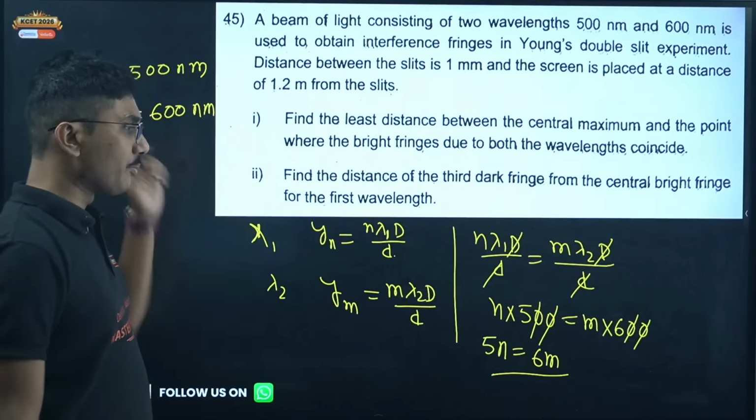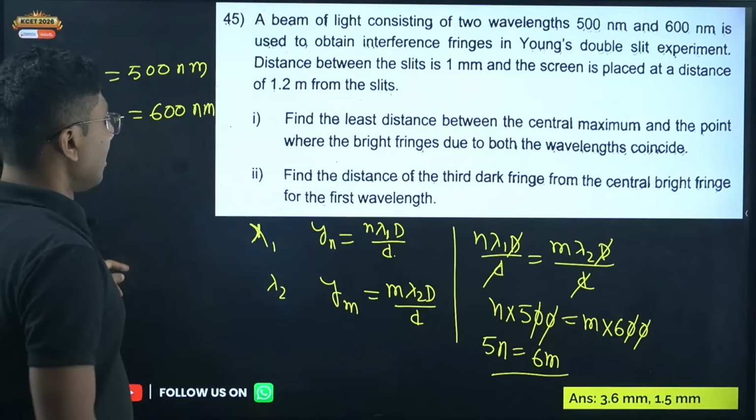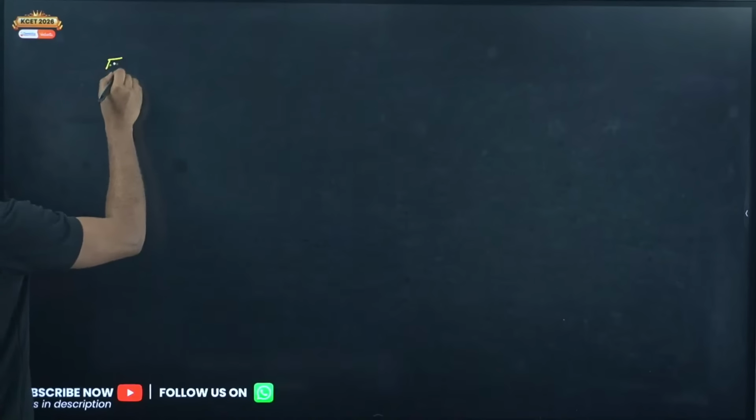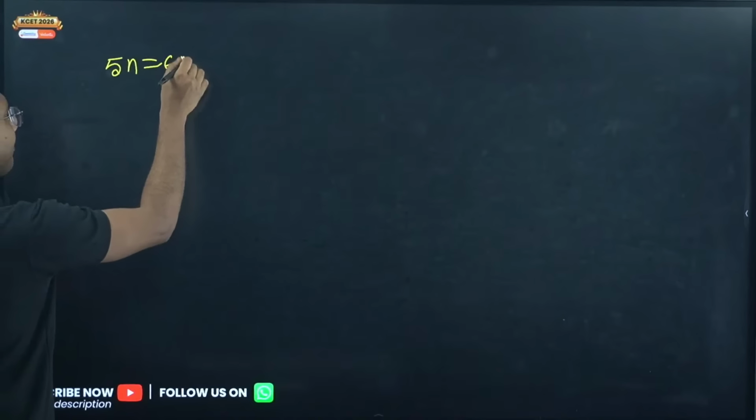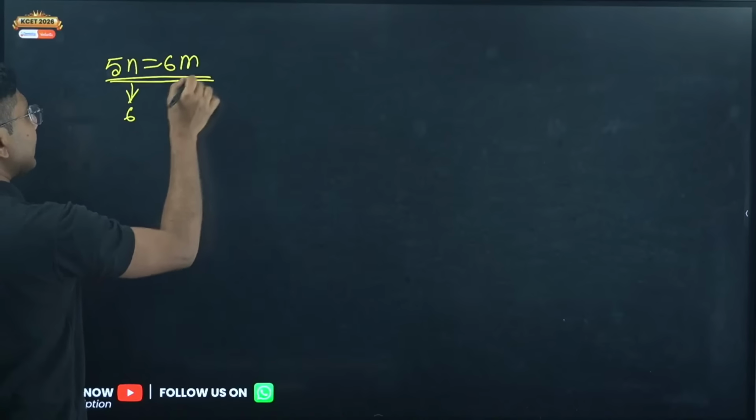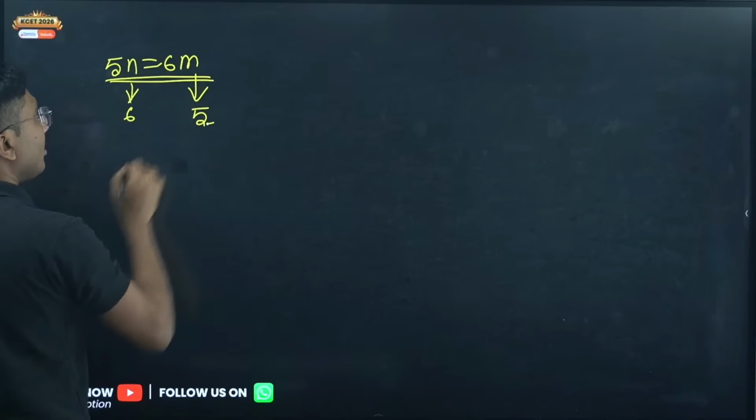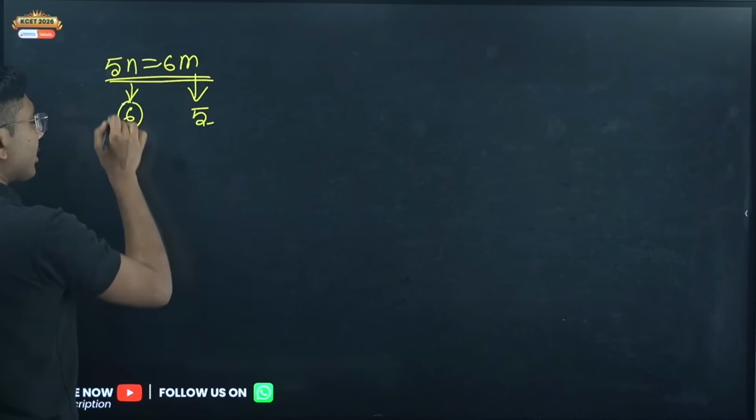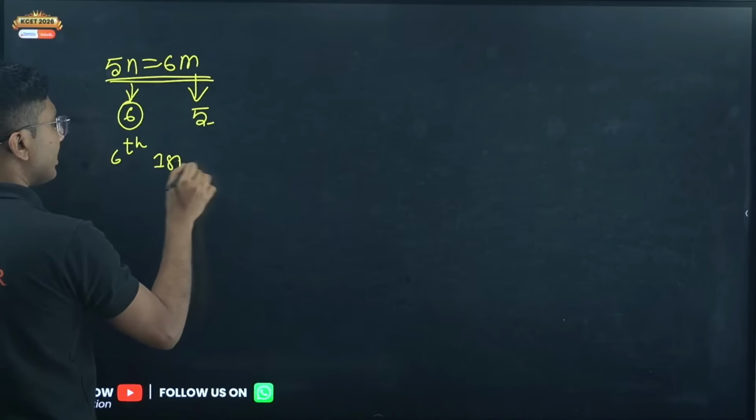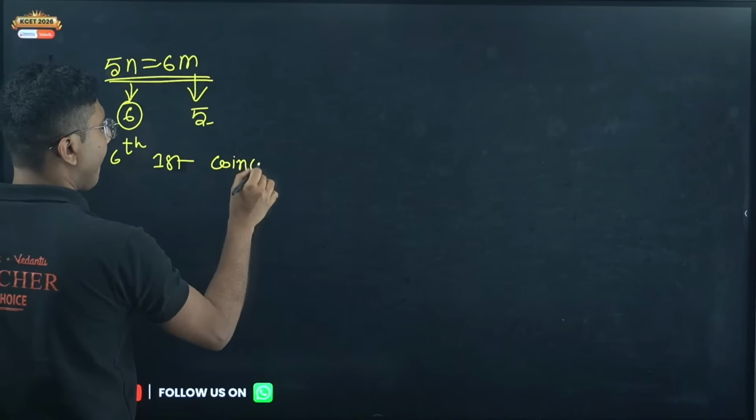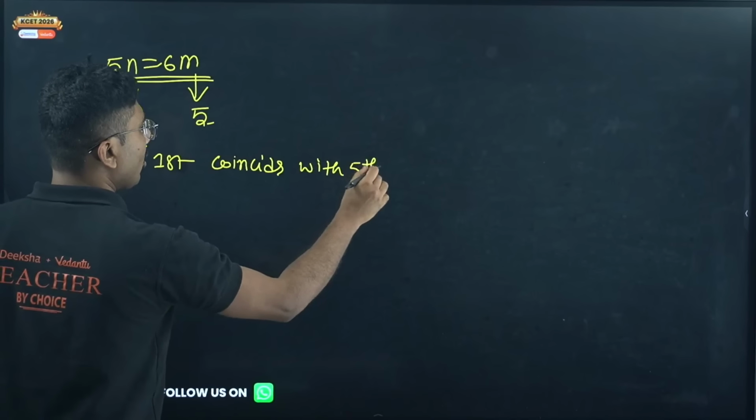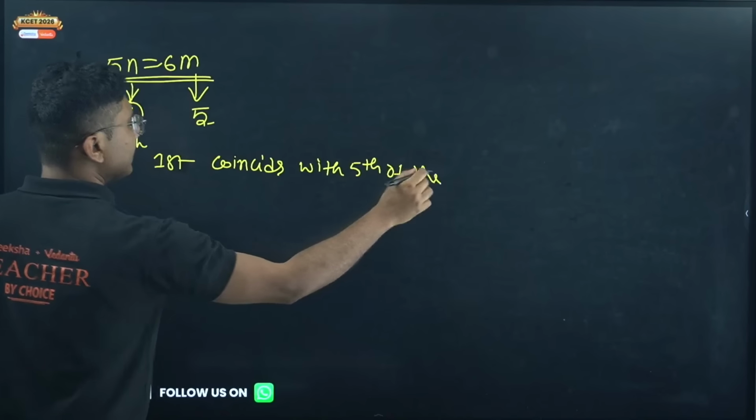Now what you have to do from here is, 5n equals 6m, right? So you take n equals 6, then m will be equal to 5. So the sixth order of the first coincides with the fifth of the second.